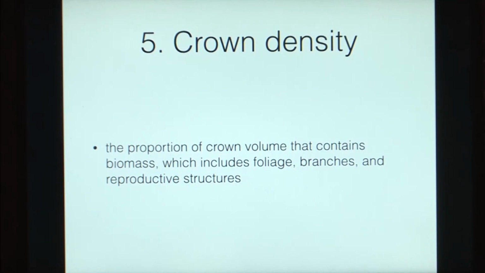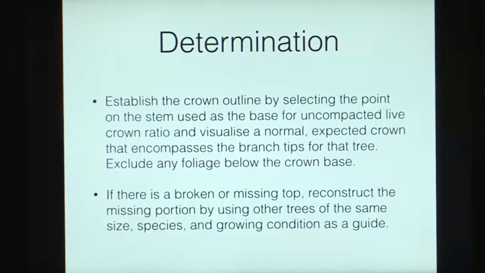Now, crown density is the proportion of crown volume that contains biomass including foliage, branches and reproductive structures. So, what proportion of your crown volume is containing the biomass will give you the crown density. So, how do we determine crown density?